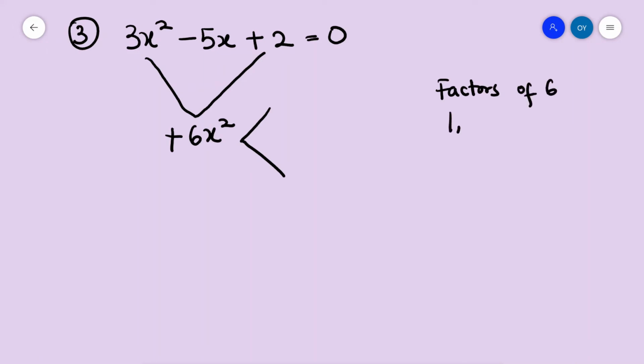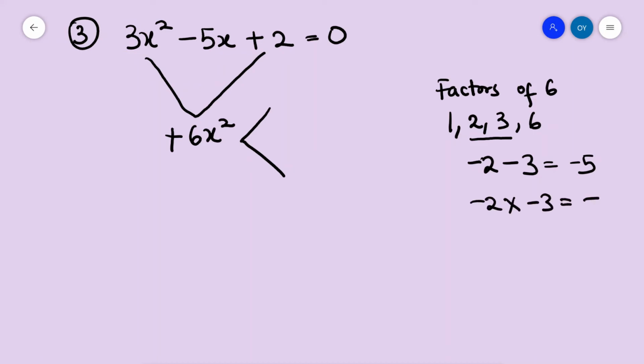They are 1, 2, 3, and 6. So, which numbers do we have together, subtract, to give us negative 5, and when we multiply, it gives us plus 6? So, we think of 2 and 3. And so, what do we do to 2 and 3? That will be negative 2 and negative 3. Negative 2 plus negative 3 gives us negative 5, and negative 2 times negative 3 gives us positive 6. So these are the factors to use.